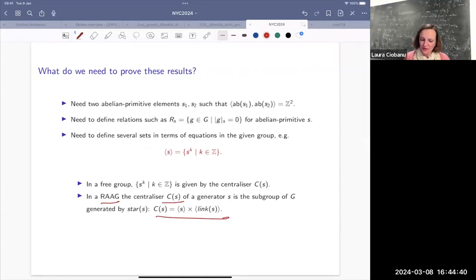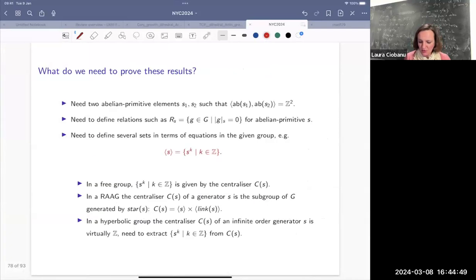And so how do you define a set like that? It's not just a centralizer of S. And then in a hyperbolic group, again, how do you get a set like that? The centralizer is not exactly that. It might be virtually Z, and so you need to extract from that just the powers of S. So all of these can be done with a lot of work and some other technical conditions. And we played the game of, again, encoding the integers into equations with abelian constraints in these groups.